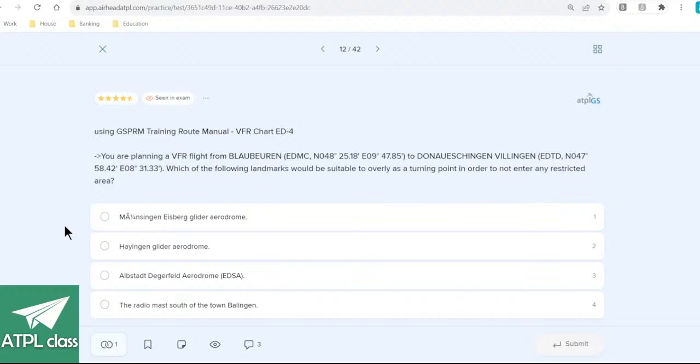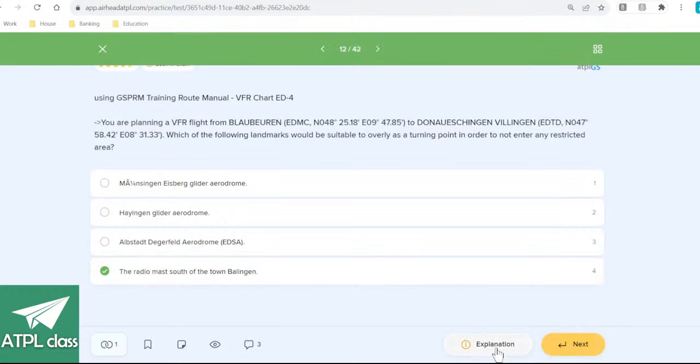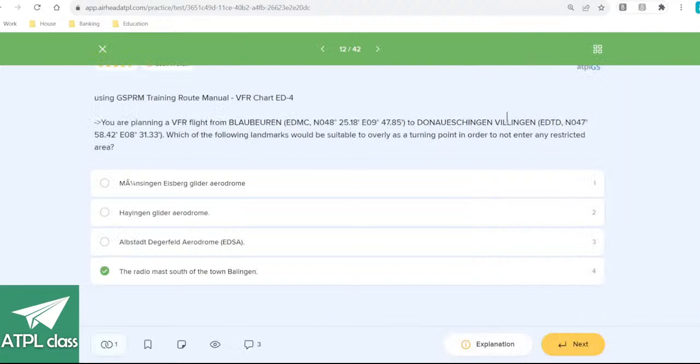Tricky. There we go, Ballingen. That might be alright. But then it's kind of off the route. So what's the first one? Moonsingen iceberg? Which of the following is suitable to overlay as a turning point not to enter? I mean, all of them are sort of out of the way, but maybe the best one would be a big radio mast. Very obvious. Tricky one, and very boring to watch. Using the radio mast will allow you to skip both of them. There you go. Fun one.